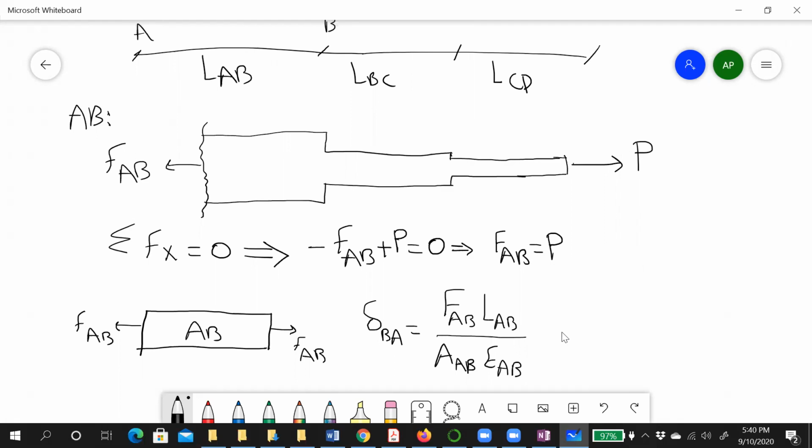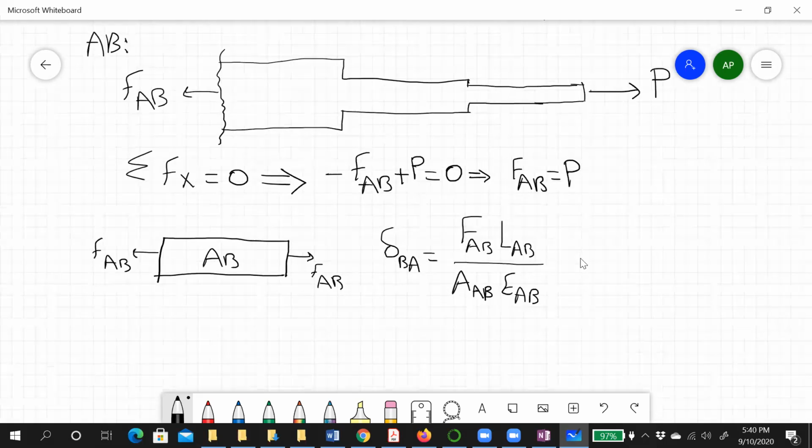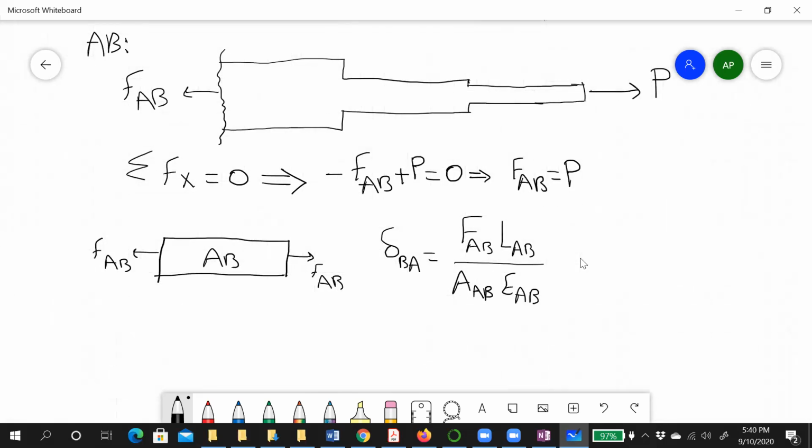So one index should be discussed. This is the force AB is P, LAB we know, EAB, AAB. For BA, we can write BA, something like this. Let me discuss about that. Or we can read it, which means, okay, if you have these segments, using this formula, we can find the elongation.